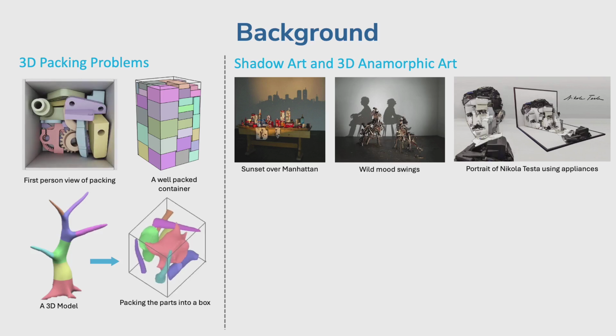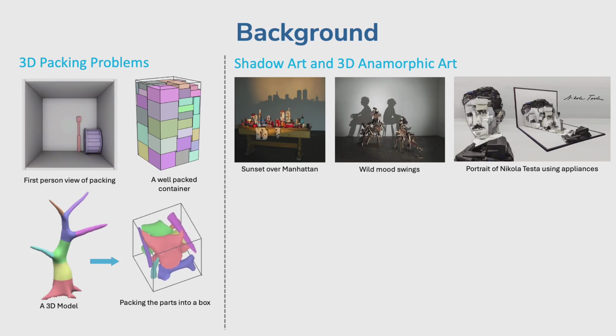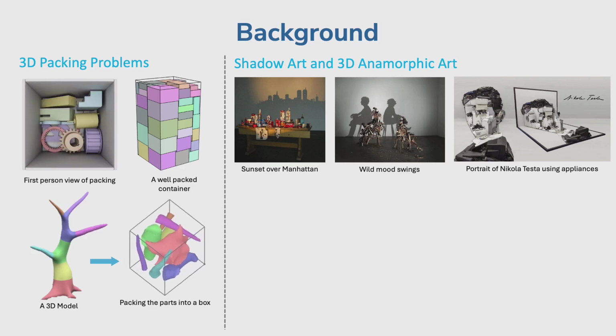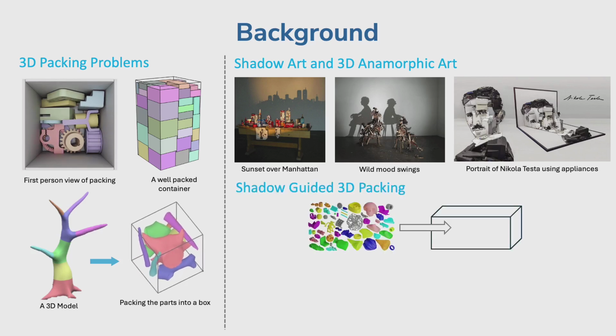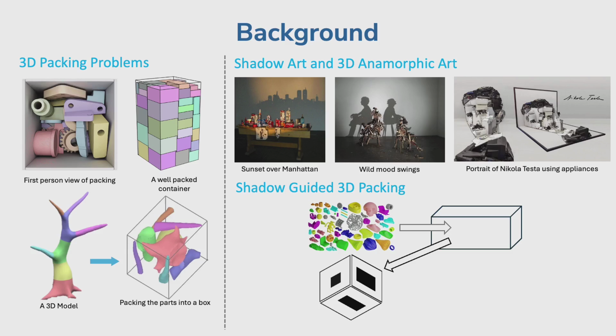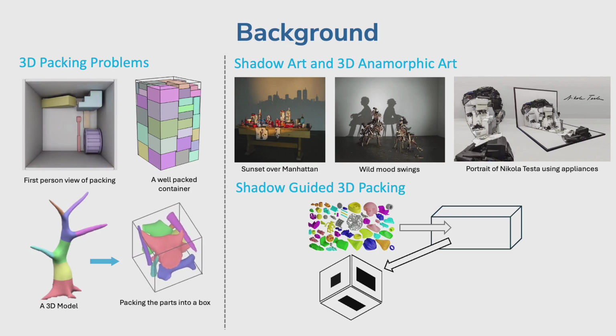Drawing insights from these art pieces, the question arises as to can we use shadows or silhouettes to address the 3D packing and part assembly? The answer certainly is yes. Given a set of objects and a container, we know that a fully packed container would appear as a square on two opposite faces and a rectangle on the other faces.